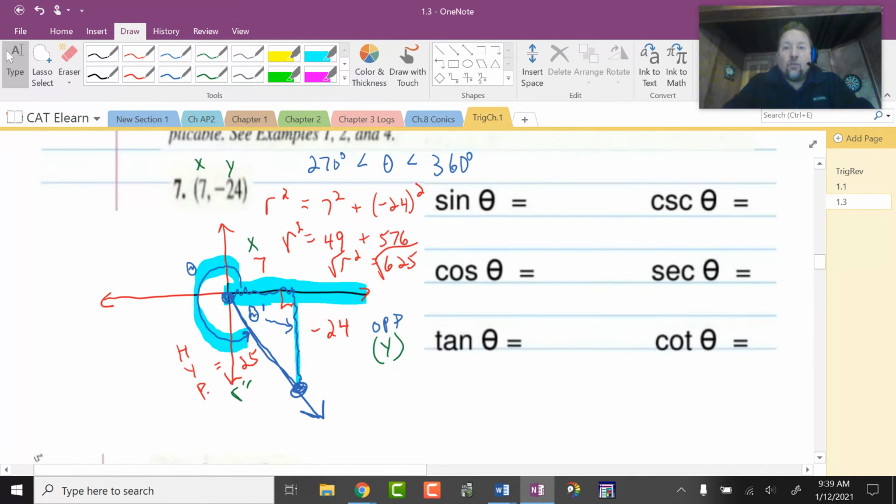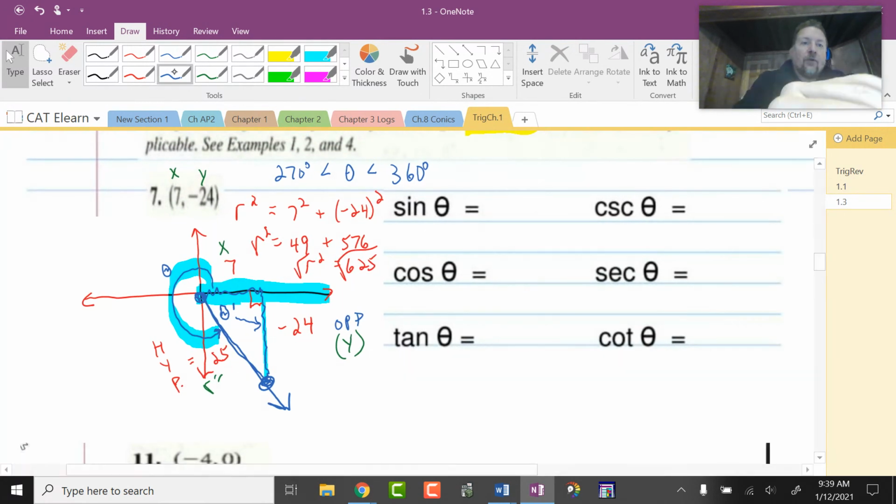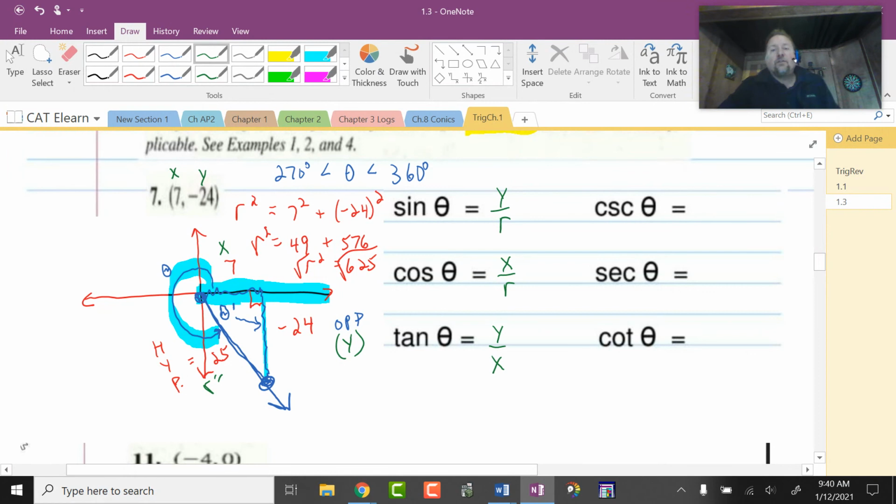So I really want you to hammer down Sir Kicks or Ticks, instead of SOHCAHTOA. So sine of theta is y over r. Fine, it's opposite over hypotenuse. Either way, it's negative 24 over 25.